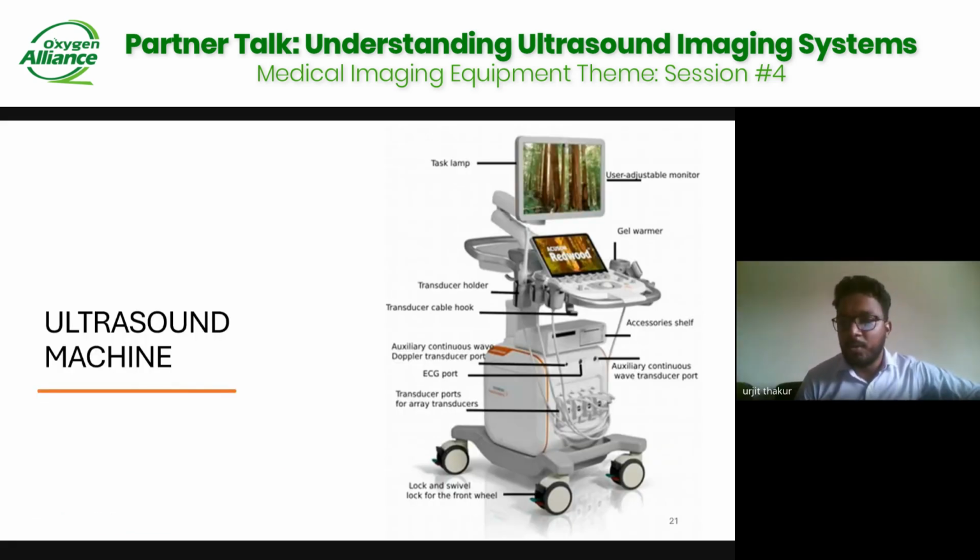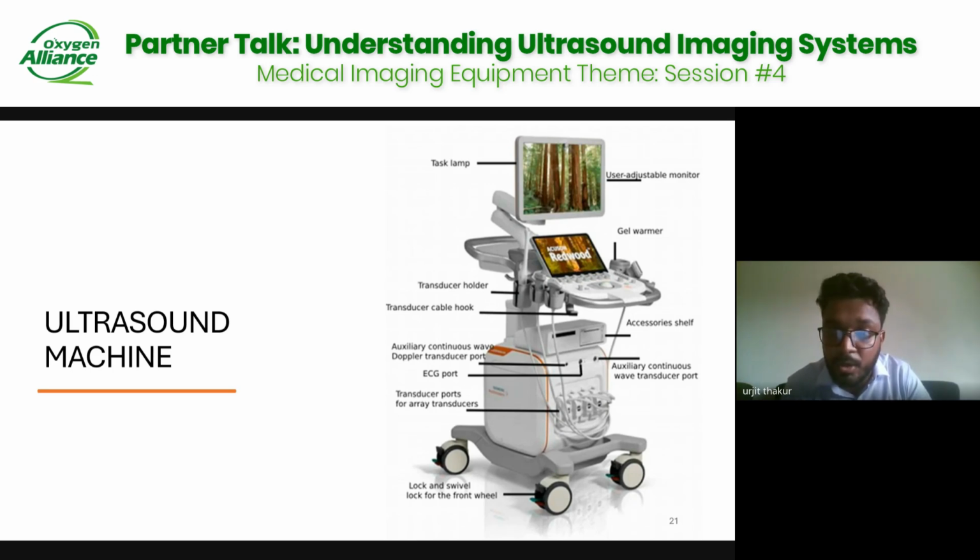Okay, now we will go to the ultrasound machine. This is how generally the ultrasound machine looks. You have the monitor, and you have the keyboard, as you can see, where the radiographer adjusts the settings. Then you have the printer below it. You have the transducer holders. You have the transducer cable hook as well below. At the lower half of this, you can see where the transducers are connected.